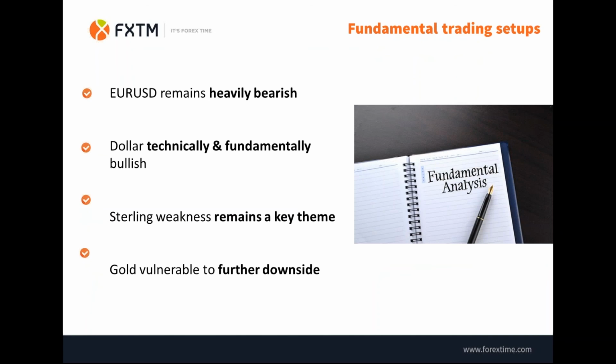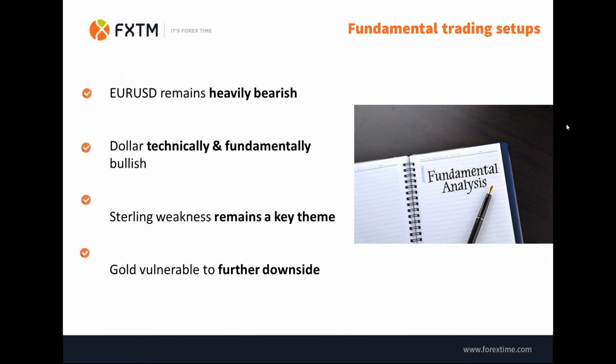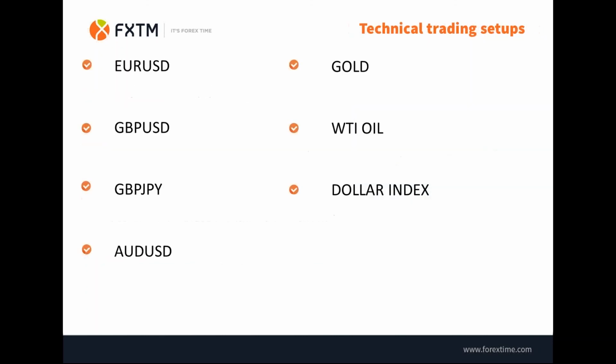So there are four fundamental trading setups I'll be looking for this week. As we said earlier, the euro dollar remains heavily bearish. So fundamentally, euro weakness and dollar strength should ensure euro dollar trades lower. The dollar is turning technically and fundamentally bullish based on the factors we've mentioned earlier, rate hike expectations, and the fact that interest rate differentials are in favor of King Dollar. Sterling weakness is likely to remain a key market theme based on Brexit uncertainty and fading UK rate hike expectations. And finally, gold to remain vulnerable to further downside.